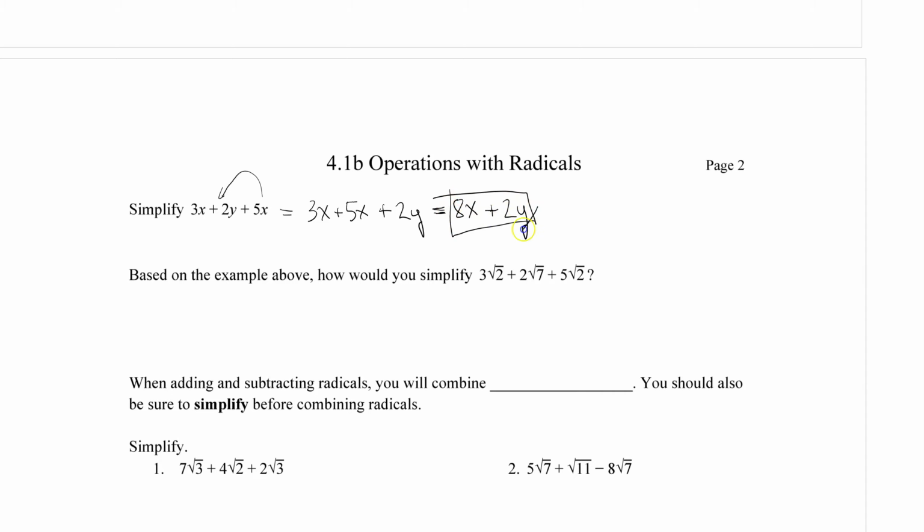And that would be simplified. So if we compare that with the next example, if you got 3 square root of 2 plus 2 square root of 7 plus 5 square root of 2, my eyes go to the fact that both of these are square roots of 2. And so I bring them together, and that would be 3 square root of 2 plus 5 square root of 2 plus 2 square root of 7. And 3 square root of 2 plus 5 square root of 2 would be 8 square root of 2 plus 2 square root of 7. And that would be simplified.